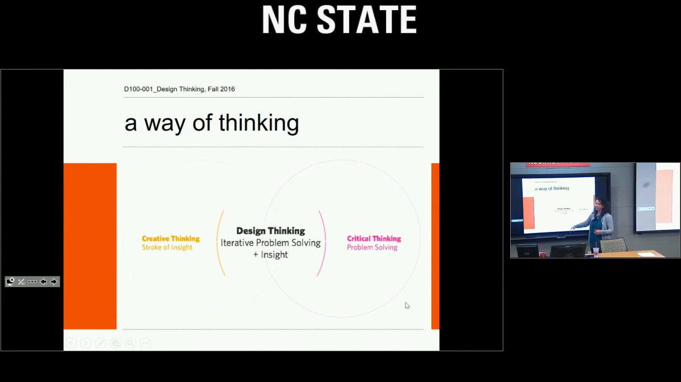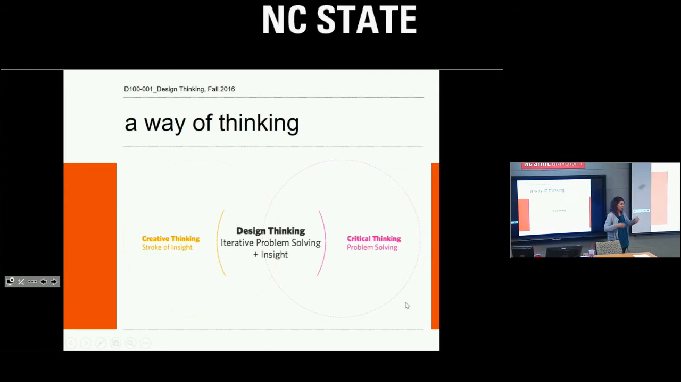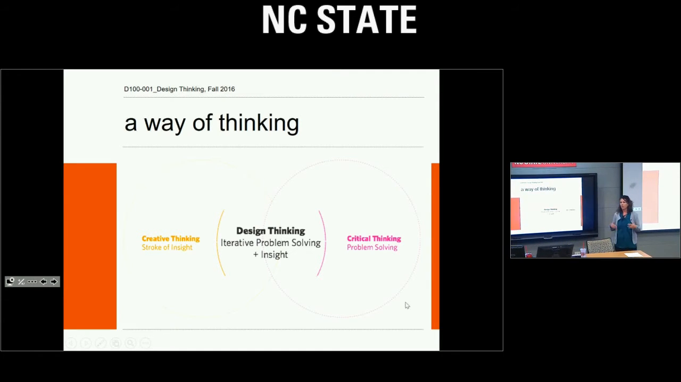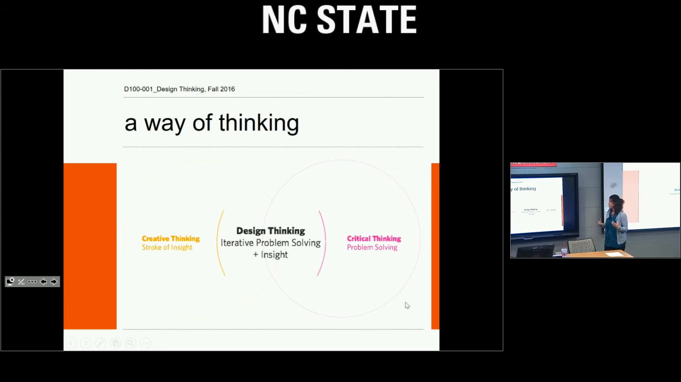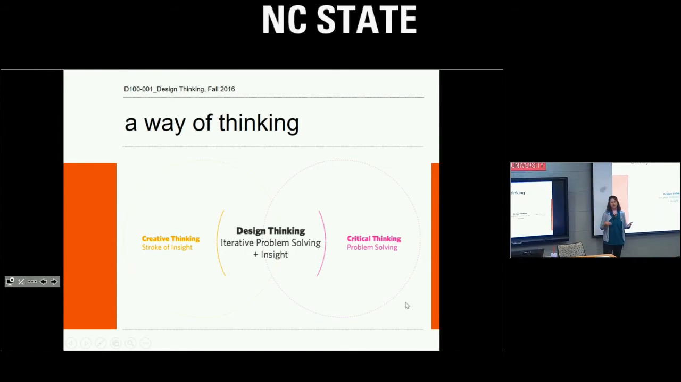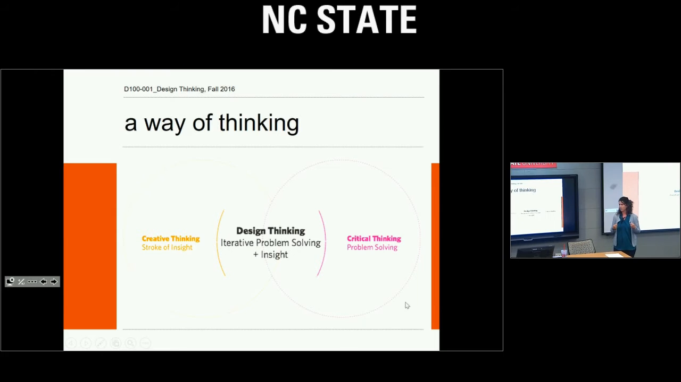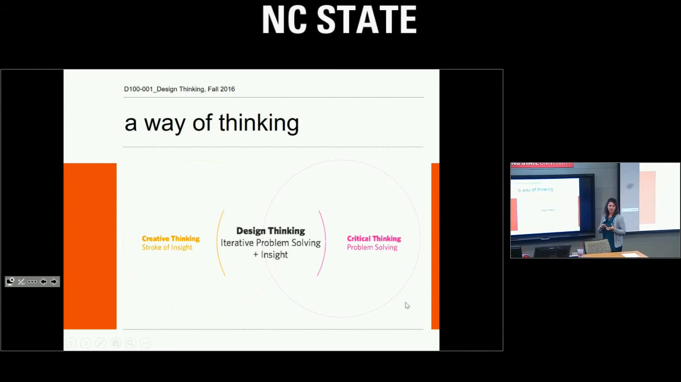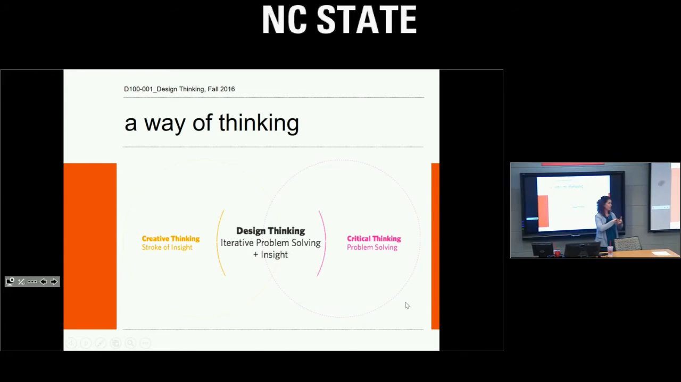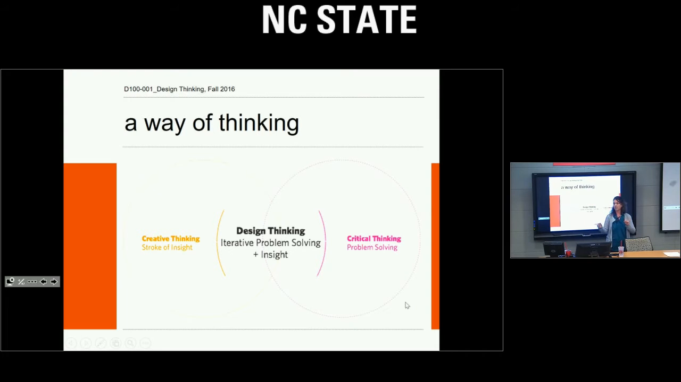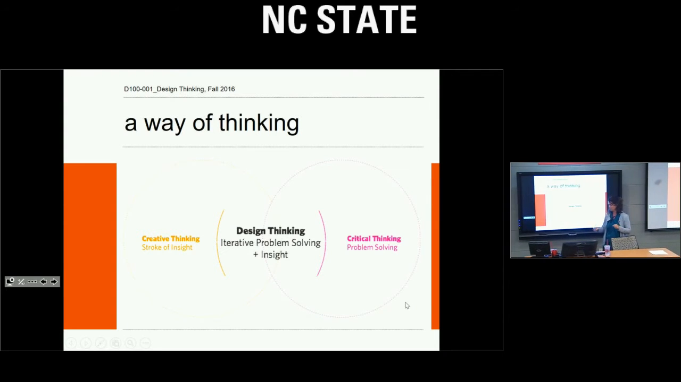If we think of creative thinking as a real generative process that also has strokes of insight, but is very broad, sometimes we think of creative thinking as being inspirational. And if we think of critical thinking as problem solving, going deep into something and breaking it apart to understand it better, design thinking as a process connects these two things. So you're constantly going back and forth between those two ways of thinking.